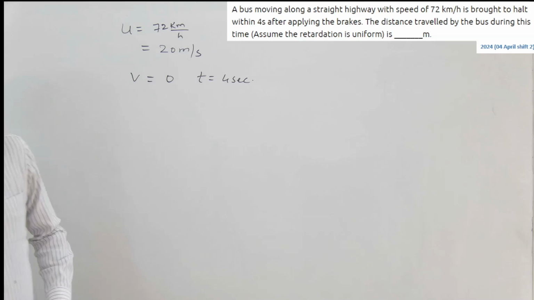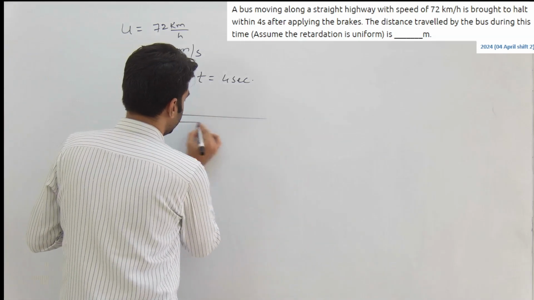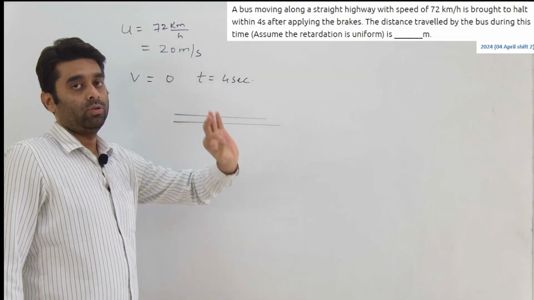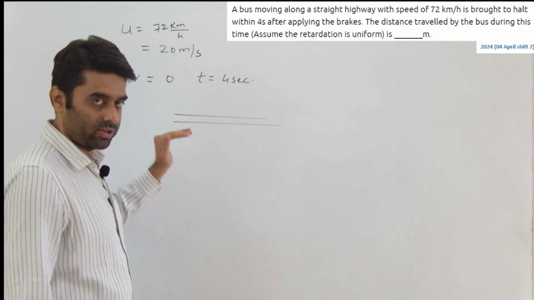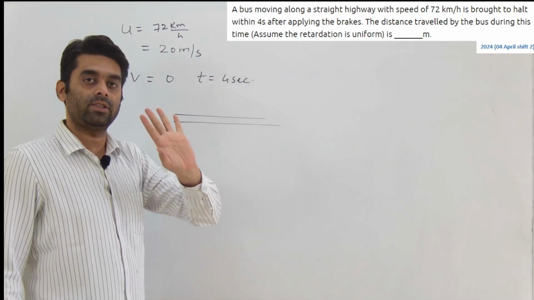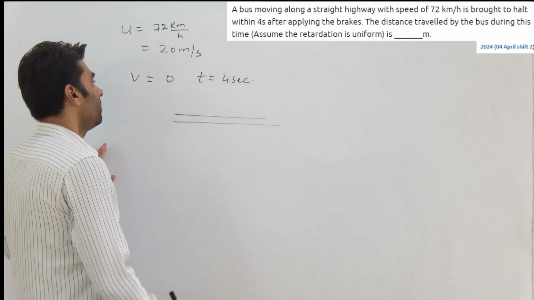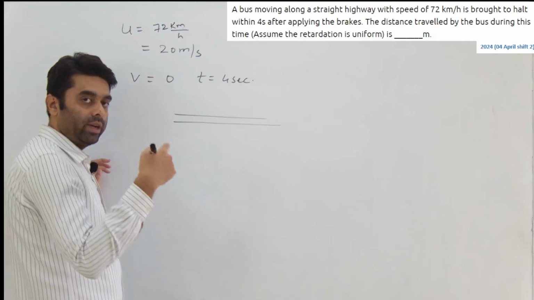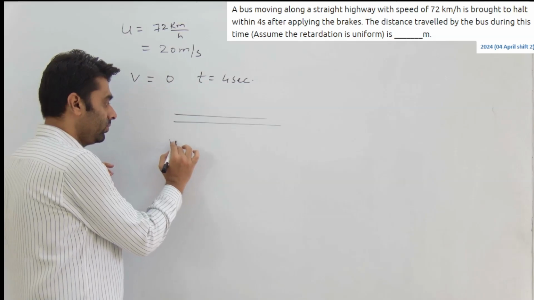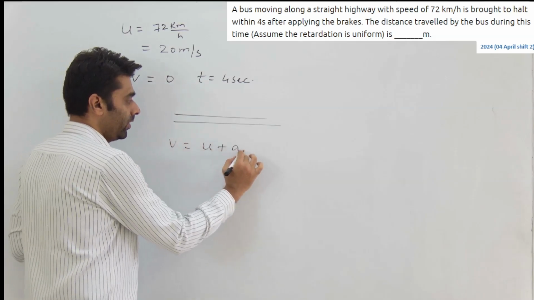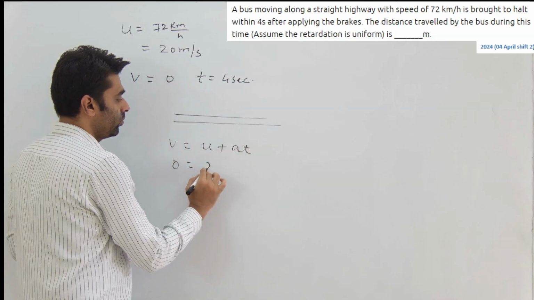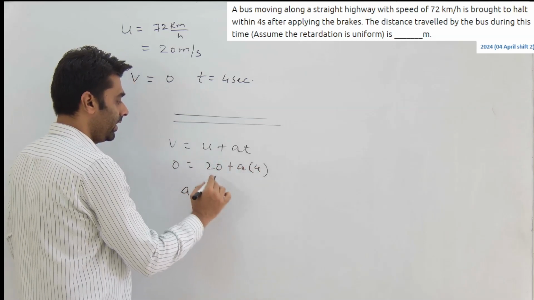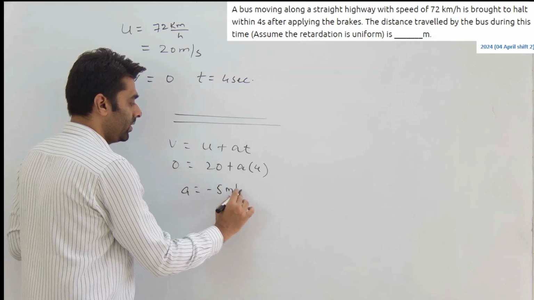So basically it's a straight line motion going in one direction only. So your distance and displacement will be the same. Straight line motion going in one specific direction, distance and displacement will be the same. We want to find out the distance. So what can we do? First of all, let us calculate acceleration. We'll use the first equation, v equals u plus at. 0 is equal to 20 plus a into 4. Acceleration we get is minus 5 meter per second square.